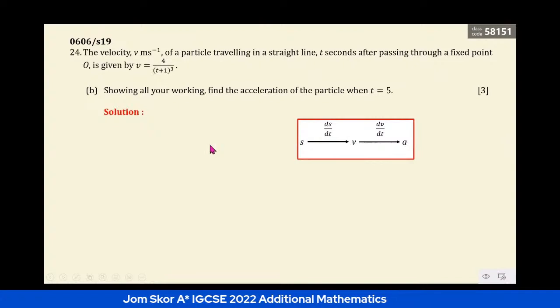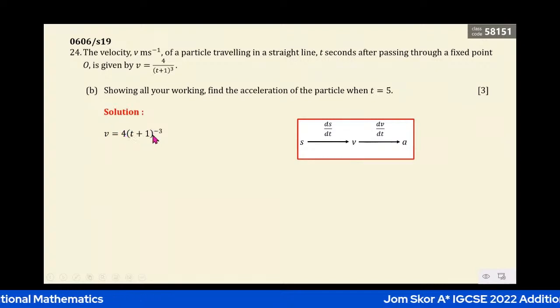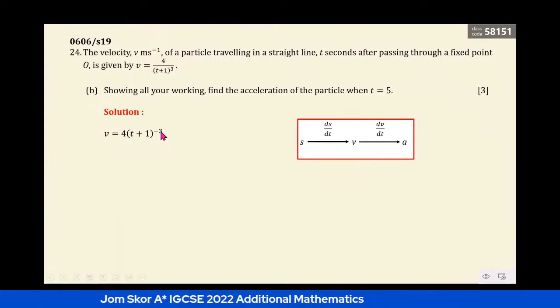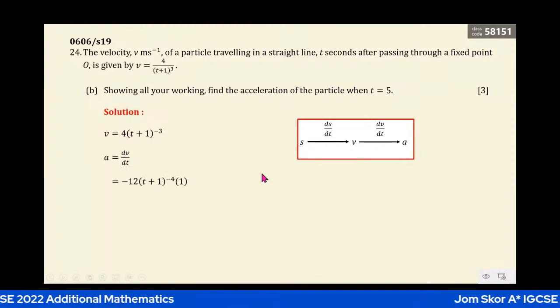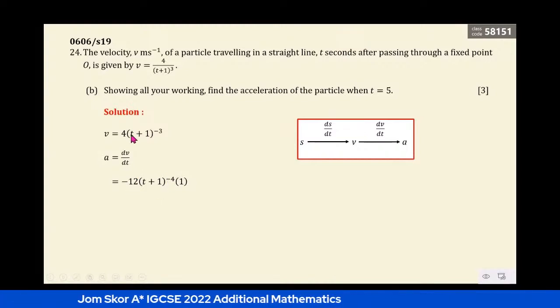Okay, so from V, so 4 is a constant. So 4 ni T plus 1 to the power of negative 3. Kita bawa naik atas je. So tak payah buat quotient rule pun dia kat situ. Okay, so to get A, kita kena differentiate V. So you differentiate negative 3 ke depan. So negative 12. So power sekarang ni dah jadi negative 4. So you differentiate T, you will get 1.